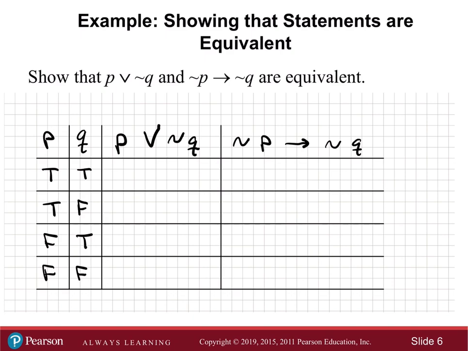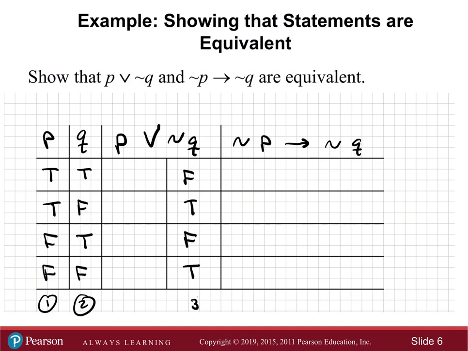If we're working with the first compound statement, the dominant symbol is the disjunction, the or. So that means we do the not Q first. I'll put that result right here. Again, this is our column 1, this is our column 2. Not Q is going to be the opposite of Q. So then it's just false, true, false, true.